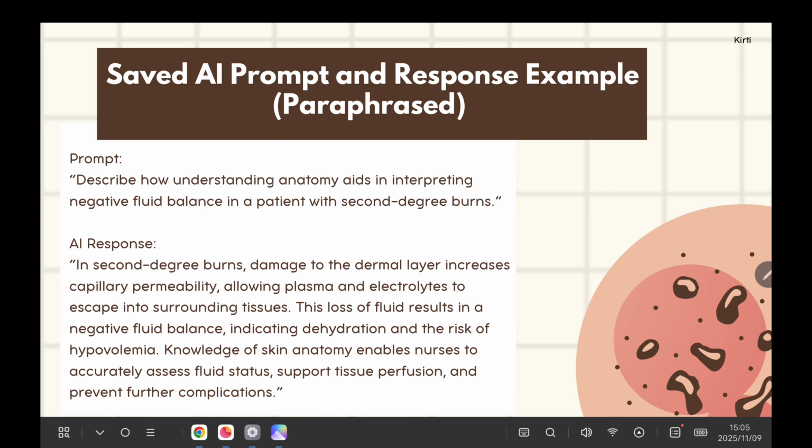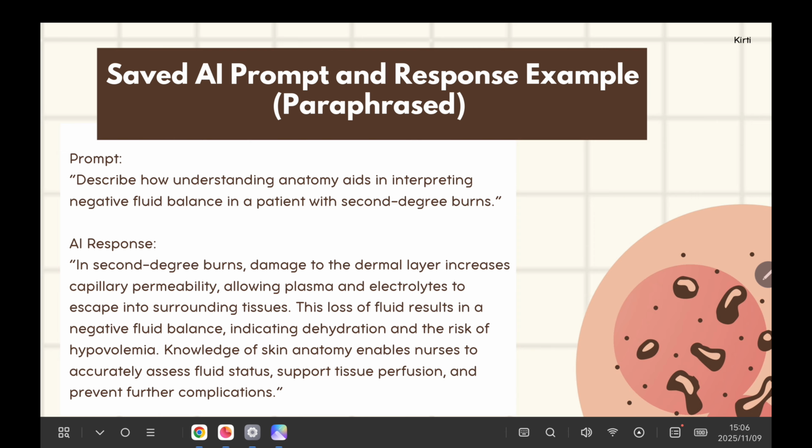The AI response explained that damage to the dermal layer from a second degree burn increases capillary permeability, which allows plasma and electrolytes to leak into surrounding tissues. The fluid loss results in a negative fluid balance. That means the patient is losing more fluid than they are receiving, a warning sign for dehydration and hypovolemia. The response also emphasized that the nurse's understanding of skin anatomy and fluid regulation is essential in recognizing these changes early, ensuring adequate fluid restoration and preventing complications like shock.